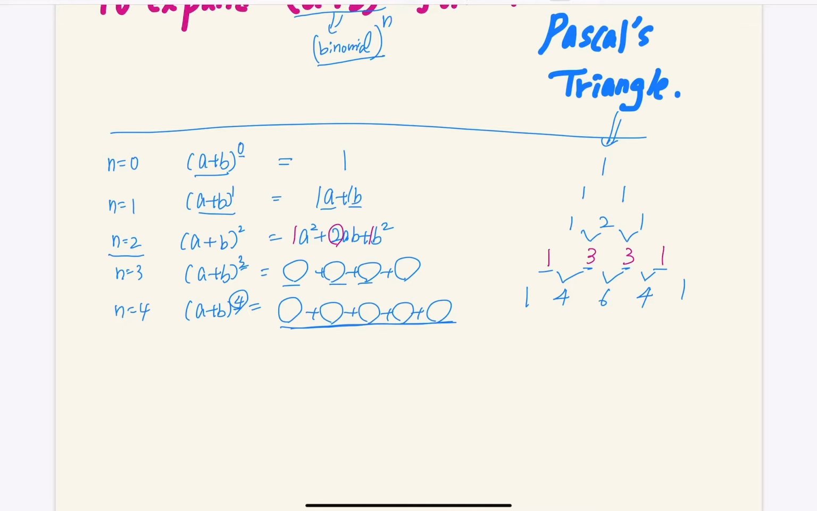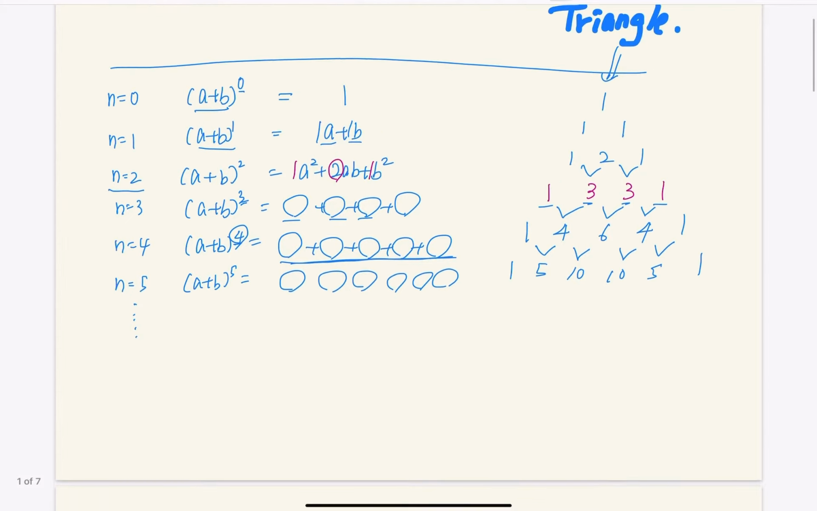All right. N equals 5, (a + b)^5. There should be 6 numbers. So in Pascal's triangle, we put 1 at each end. Sum of these two, 5. Sum of these two, 10. Sum of these two, 10. Sum of these two, 5. We can keep on going.